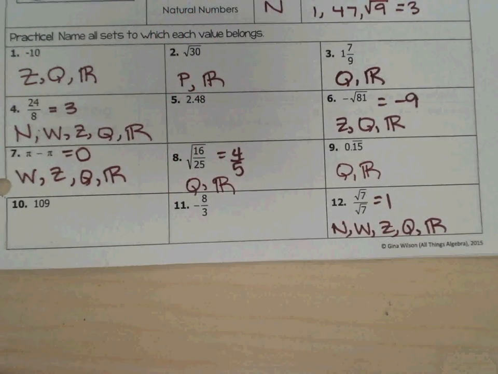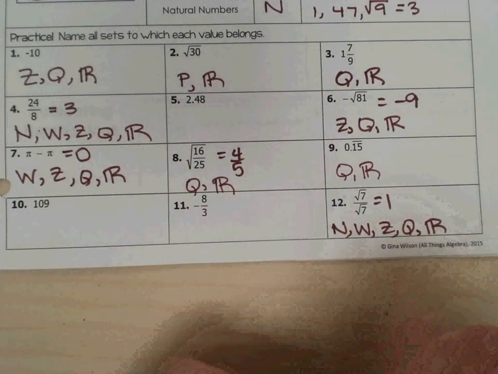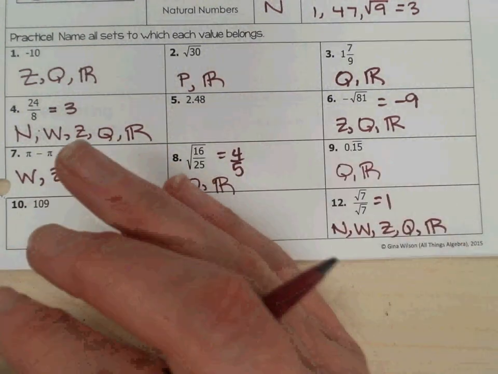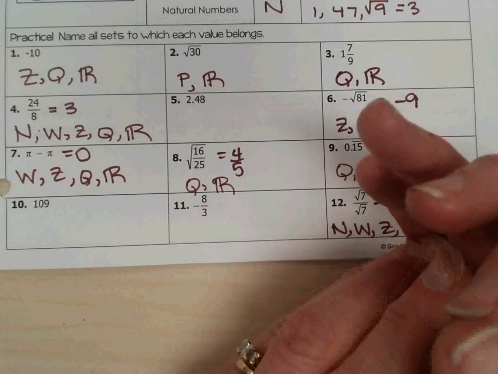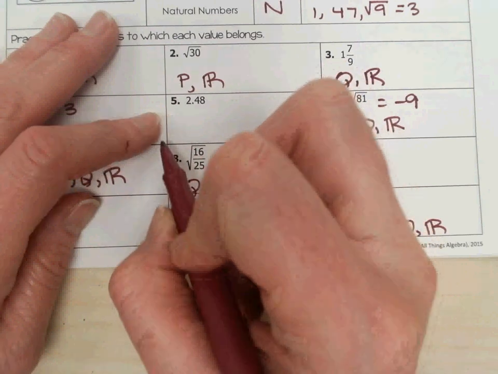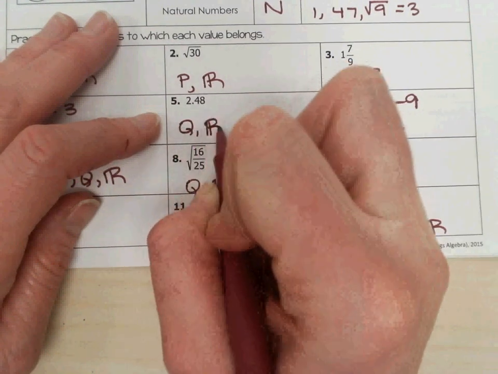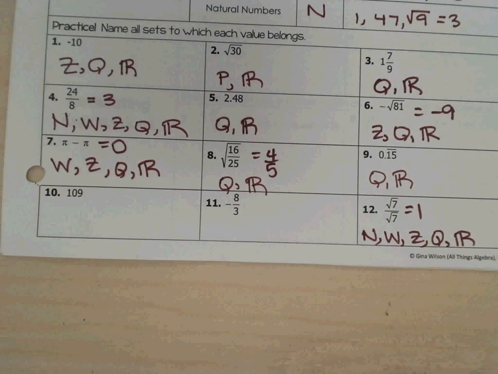All right. I got 12/25. Number 2.48. What did you get for that one, Tylee? What's the smallest set that it belongs to? Rational? Yes. Rational is the smallest, so it's just Q and R.